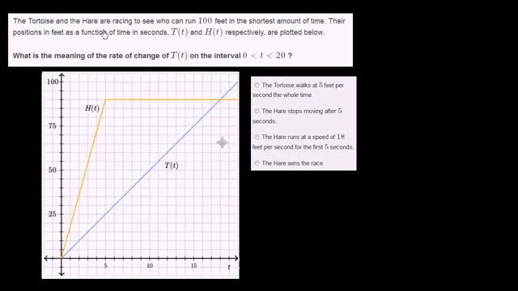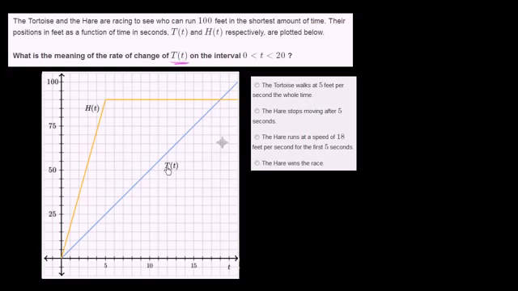The tortoise and the hare are racing to see who can run 100 feet in the shortest amount of time. Their positions in feet as a function of time in seconds, t of t and h of t respectively, are plotted below. So t of t is the position of the tortoise as a function of time, and it's in feet. H of t is the position of the hare. What is the meaning of the rate of change of t of t on the interval t is greater than 0 and less than 20?